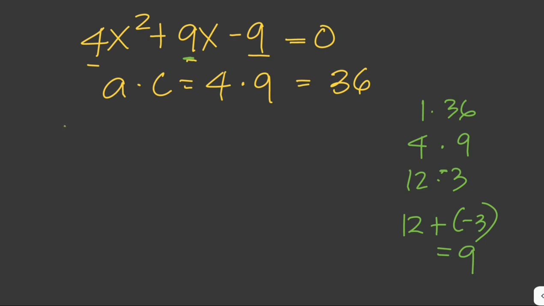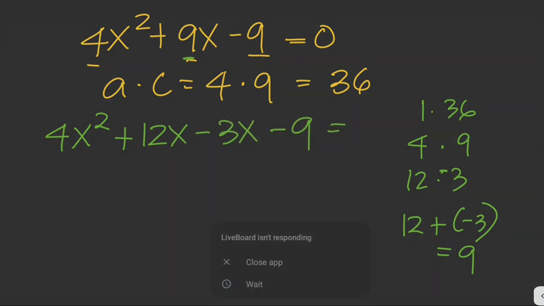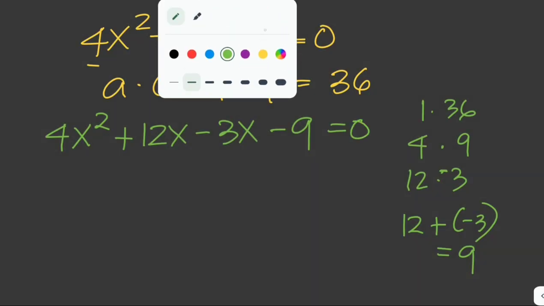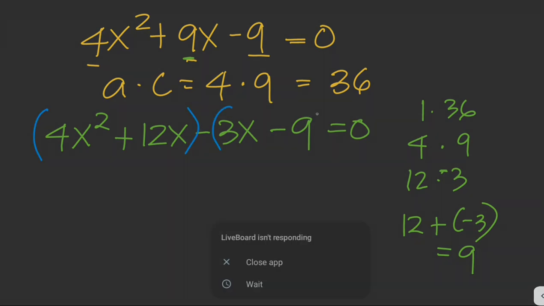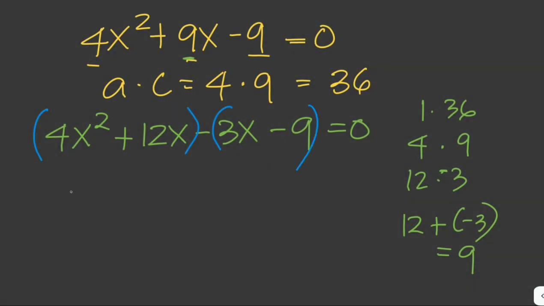Now we just have to copy 4x squared, and then we split the factors 12 and negative 3: plus 12x minus 3x and minus 9 equals 0. Then we group the two terms. So we can group them. This would be 4x squared plus 12x, minus 3x minus 9.